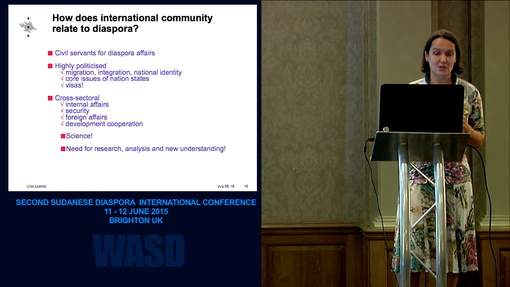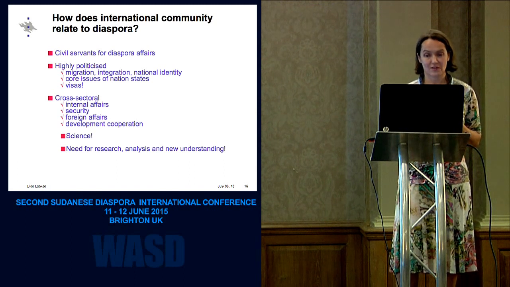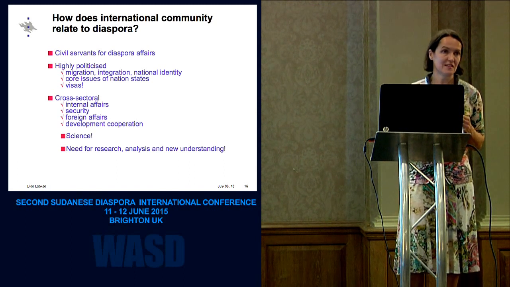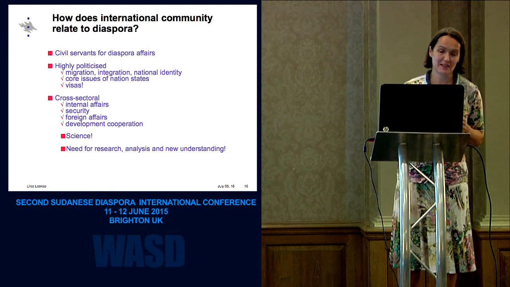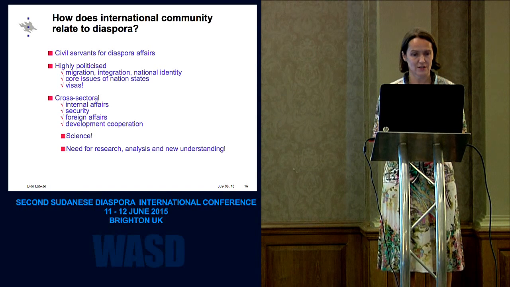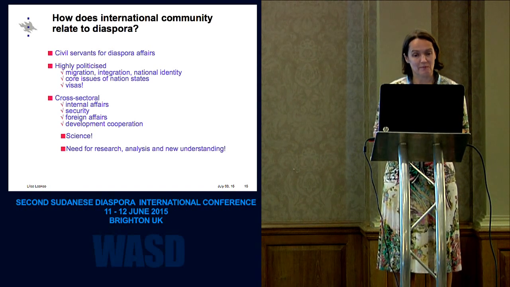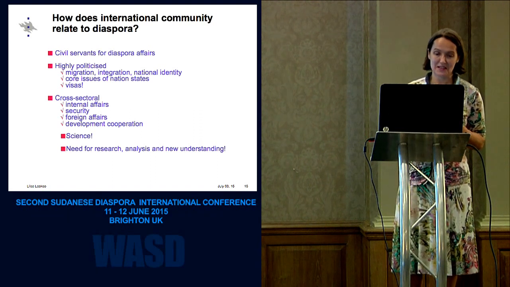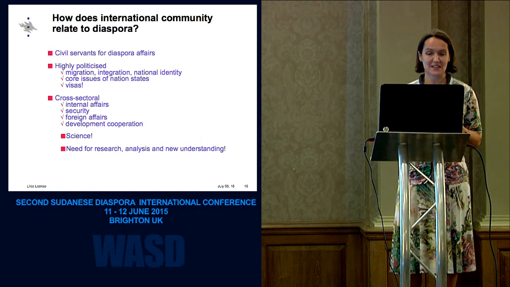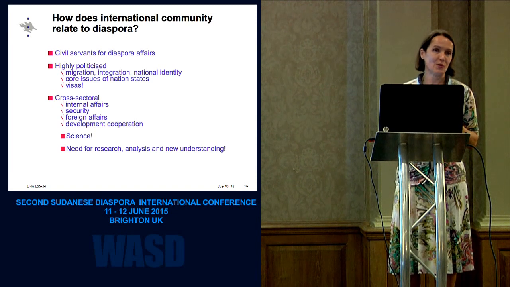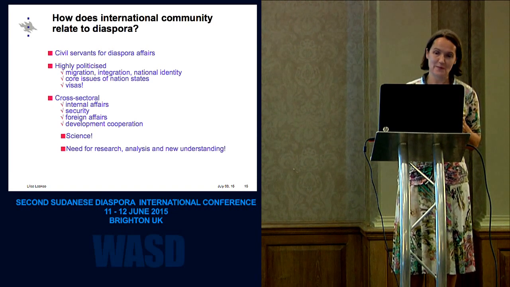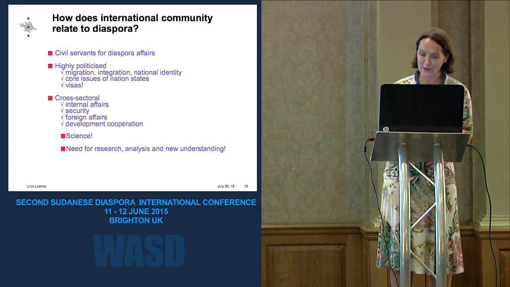It is also very cross-sectoral. It links together development cooperation, labor policies, different kinds of areas, and that's also a challenge for civil servants, or how would I say, governance in modern states and also at the international level. So I would end these reflections by just emphasizing that there is a need for research and analysis and new understanding of the role of science and diaspora in science within global governance. Thank you.